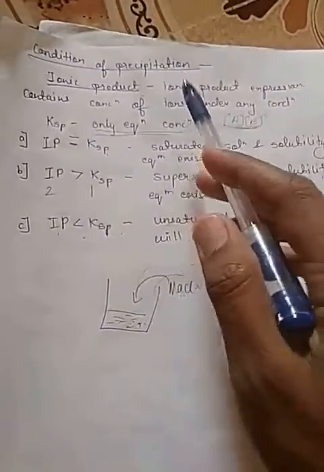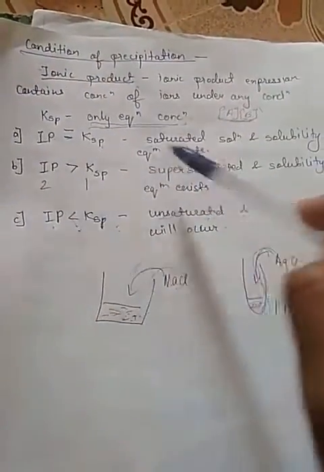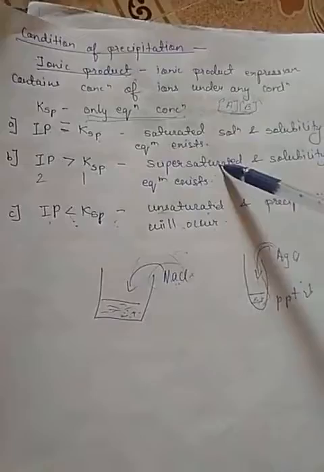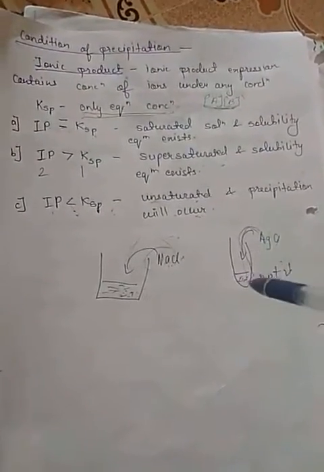These are the conditions based on the ionic product and solubility product relationship: when the solution is saturated, when it is unsaturated and when it will form a precipitate. Please remember these conditions because questions are asked based on them.